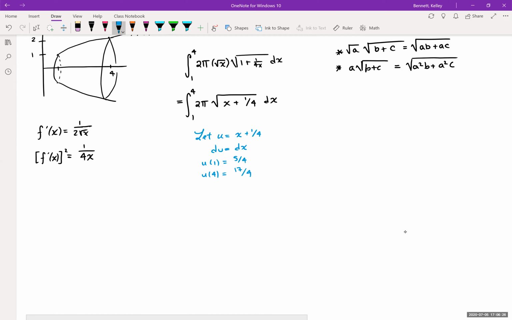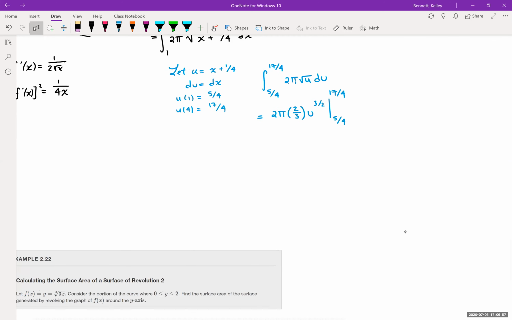And so my new integral becomes 5/4, 17/4 as my limits of integration. Then I get 2 pi root u du. So this is going to be 2 pi times 2/3 u to the 3/2 from 5/4 to 17/4. This is probably the hardest part of the problem right here, actually. So we're going to get 4 pi over 3.